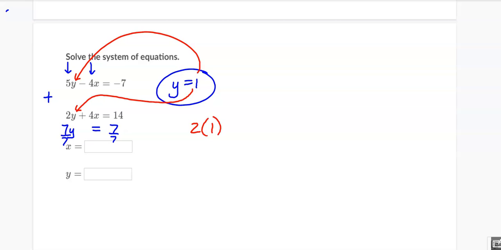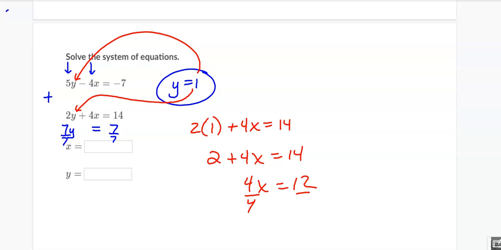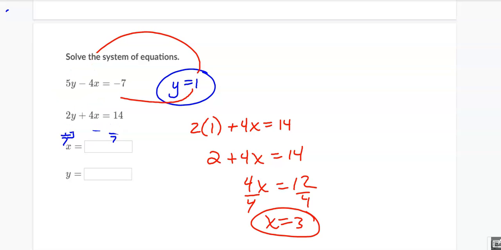So 2 times 1 added to 4x equals 14. And I get 2 plus 4x equals 14. Subtract 2 from both sides, and I get 12. Divide both sides by 4, and we get x equals 3. The only thing I wanted to point out, this was a little bit different than the last question, simply because if you notice, the y's are in front and the x's are in the back.